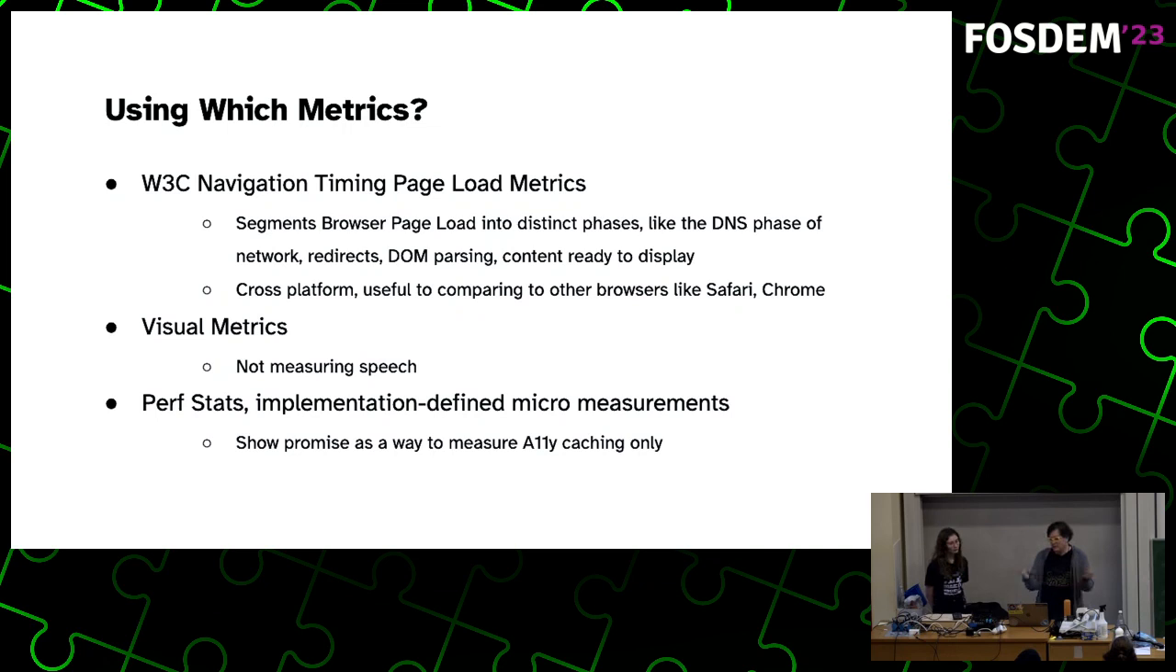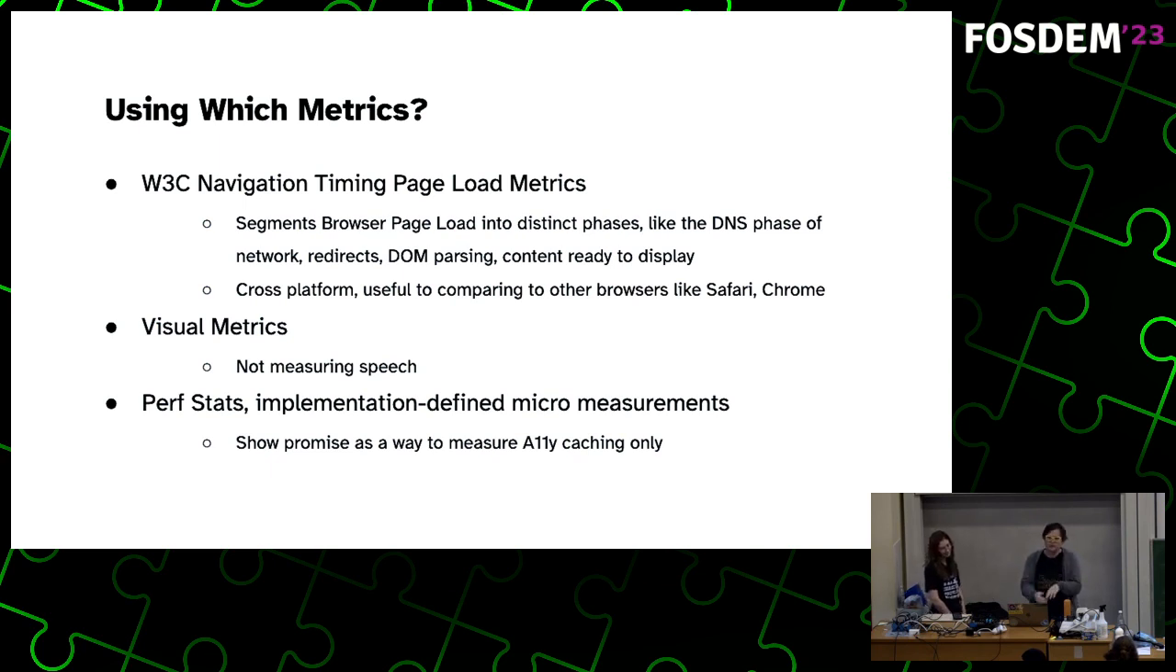And then comes the question of what are we measuring? What's important? We have three general choices here. We have W3C navigation timing, the OG page load performance metrics that segment browser page load into distinct phases: DNS, redirects, DOM parsing, and then content ready, page loaded. We traditionally use visual metrics, but because of the nature of this, we can't do that.